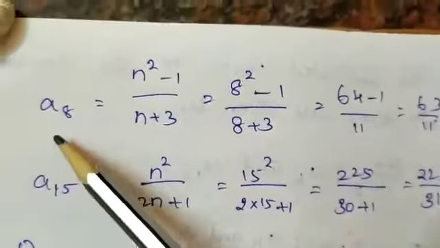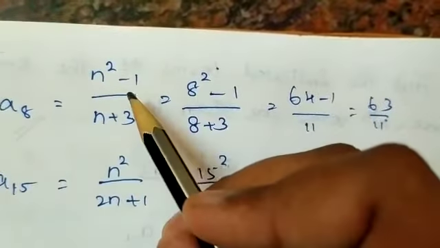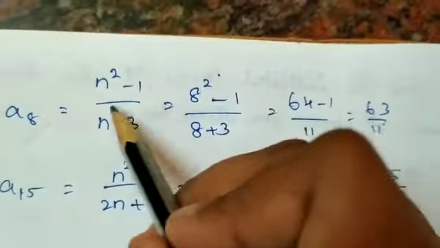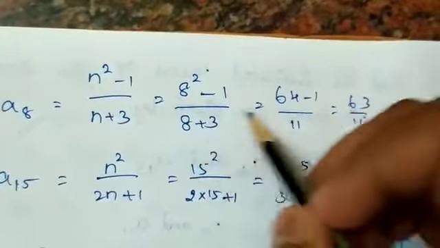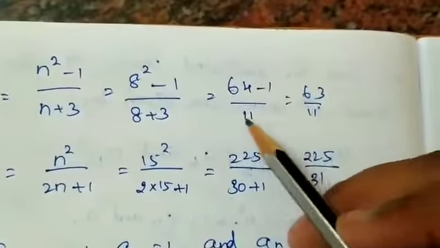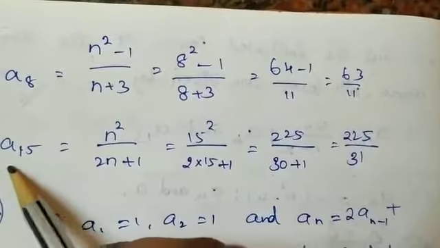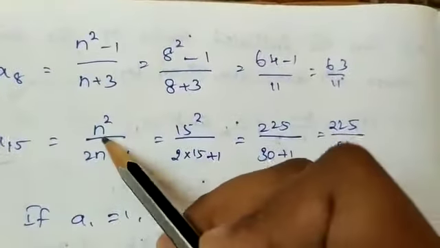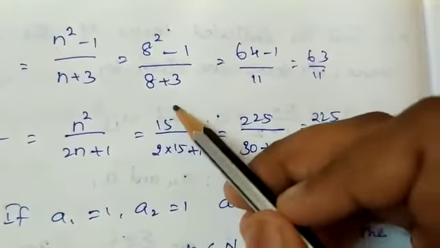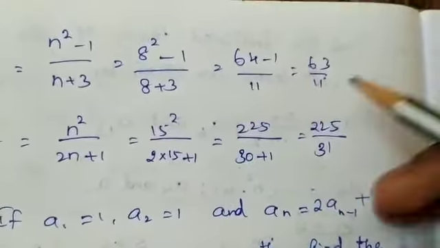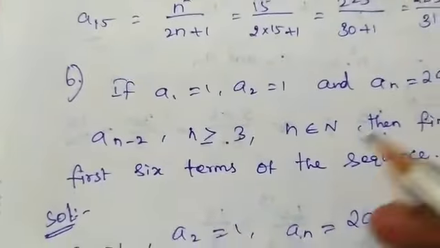So, a8 is an even number, so we will take the even general formula for that, that is n square minus 1 by n plus 3. I am substituting 8 in the place of n. I will get 8 square minus 1 by 8 plus 3, which is 64 minus 1 by 11, and 63 by 11. So, a15 is odd, so we will take the odd general formula, which is n square by 2n plus 1. I am substituting 15 in the place of n. I will get 15 square by 2 into 15 plus 1, which is 225 by 30 plus 1, which is 225 by 31.